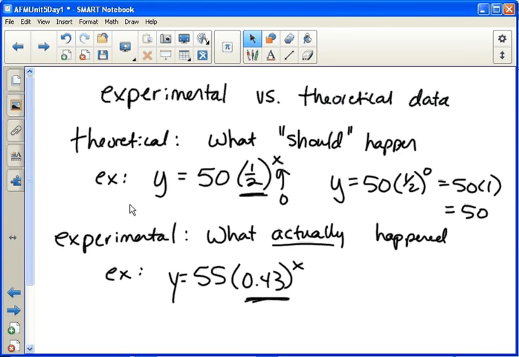But it's important to note that theoretical is what should happen, what we expect to happen, and then the experimental is what actually happens, and those two things are not always the same.